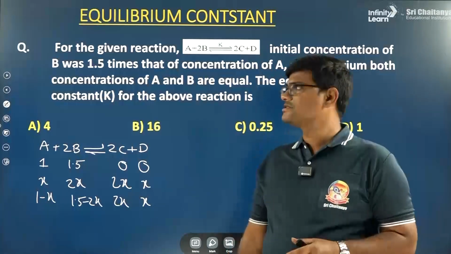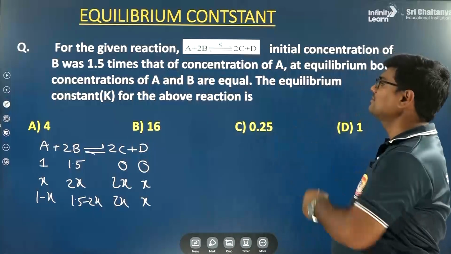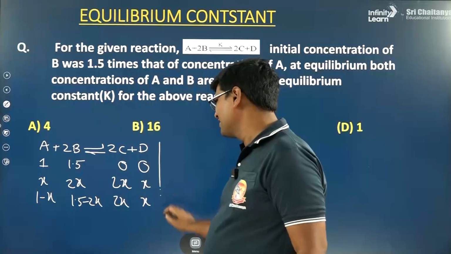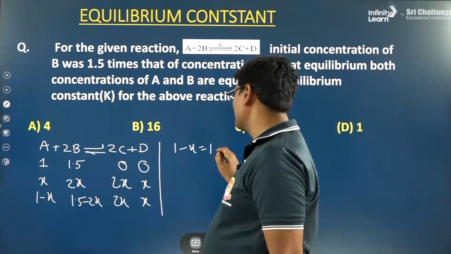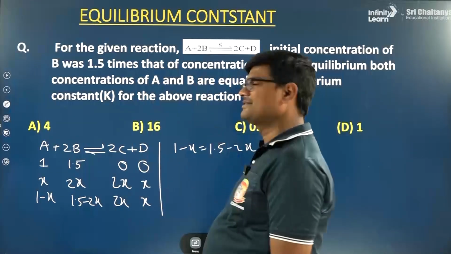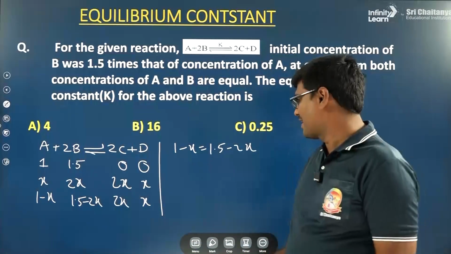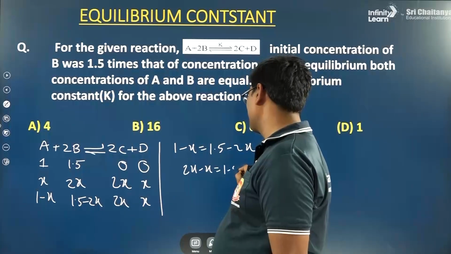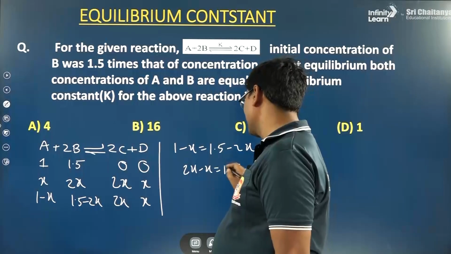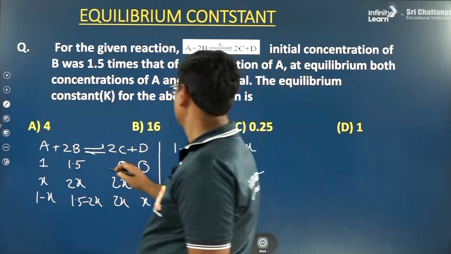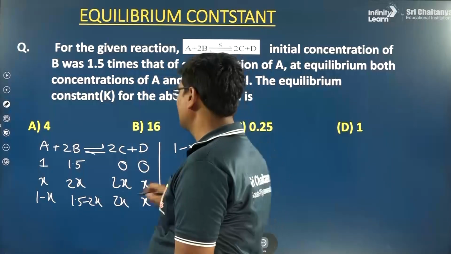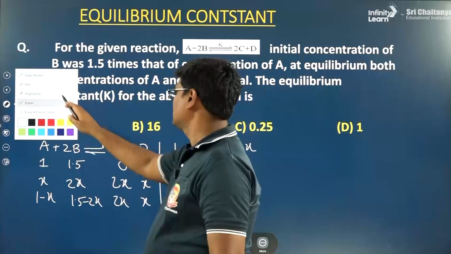Now what is the next point it is mentioned? Here the equilibrium concentrations of A and B are equal. That means they have given 1 minus X is equal to 1.5 minus 2X. Now if we rearrange it, what happens? We will get as 2X minus X is equal to 1.5 minus 1. So finally, 1.5 minus 1.